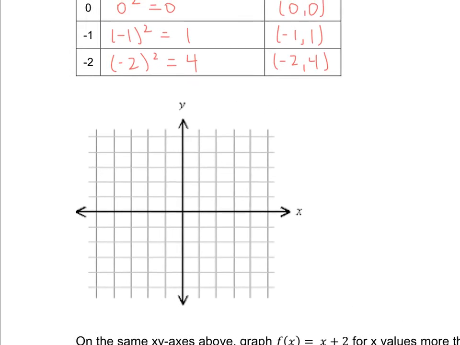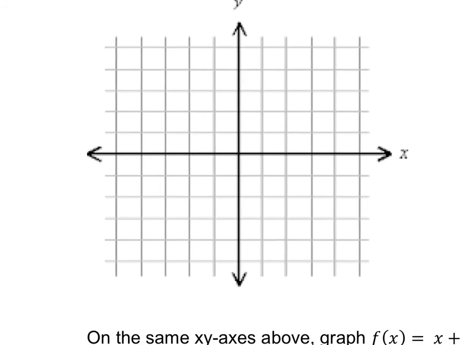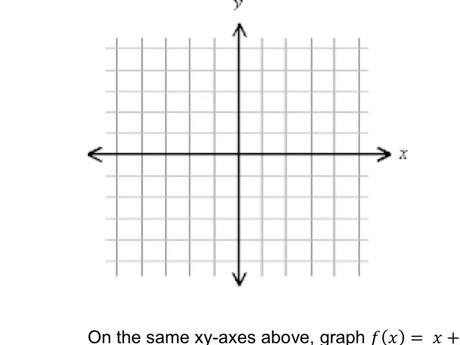So we plot these, and we get 1, 1; 0, 0; negative 1, 1; and negative 2, 4. All right, so we know that's that parabola shape.